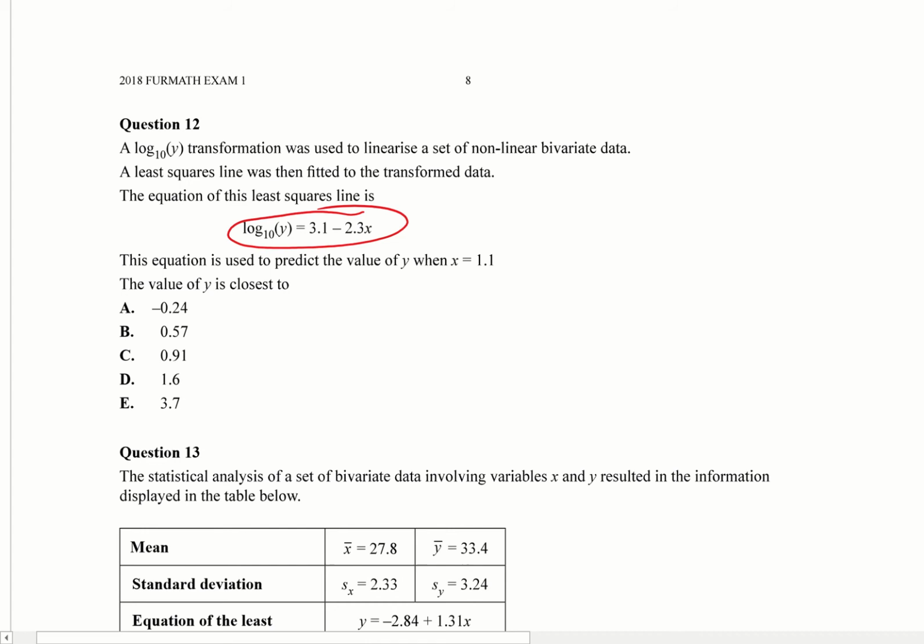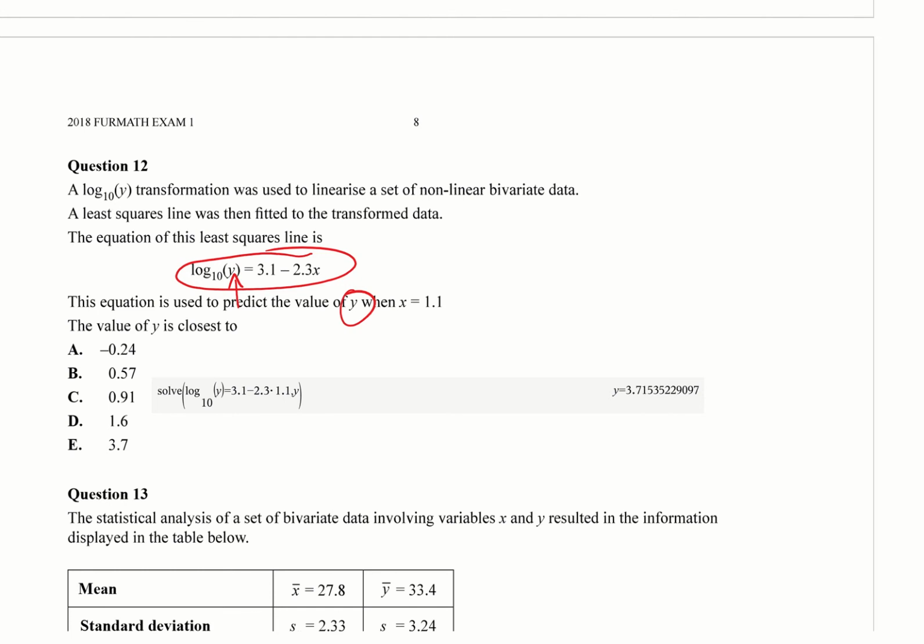Okay. But what we want to do is find out what y equals. So we actually want to find out what that y part there is. And the easiest way to do this is actually to use solve. And I'll show you why. So here's y.